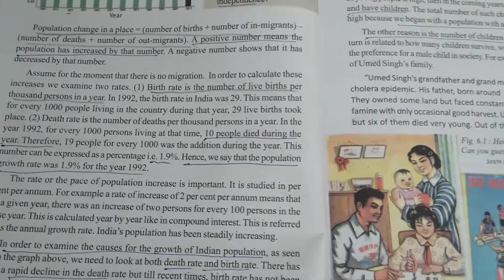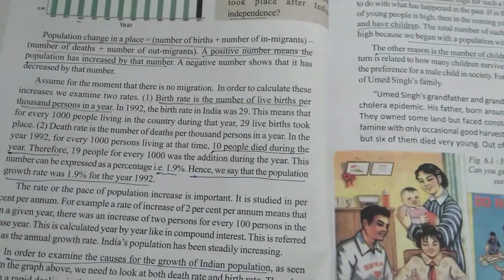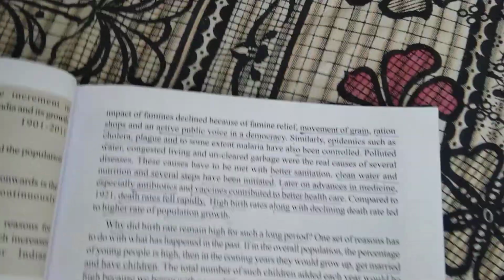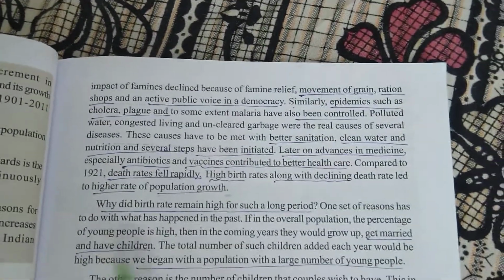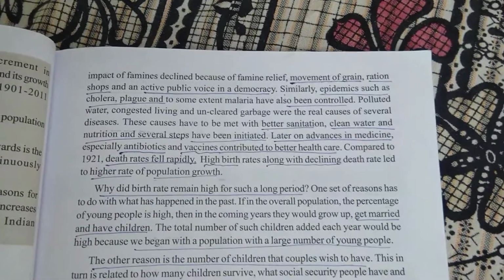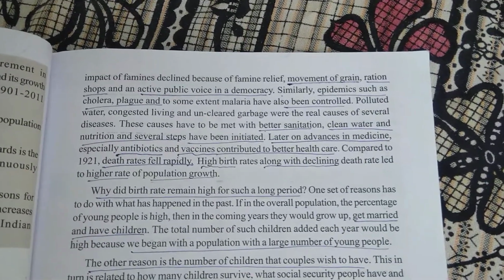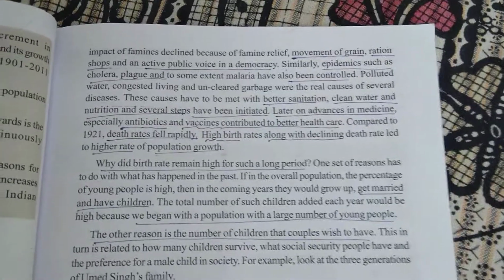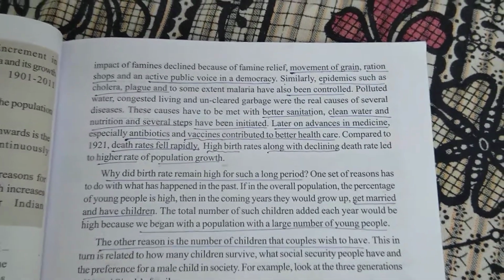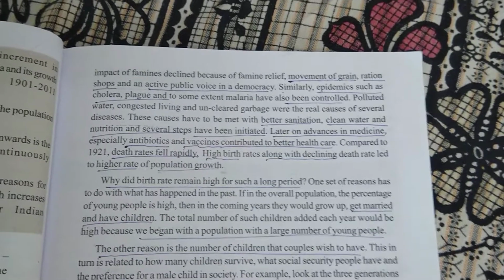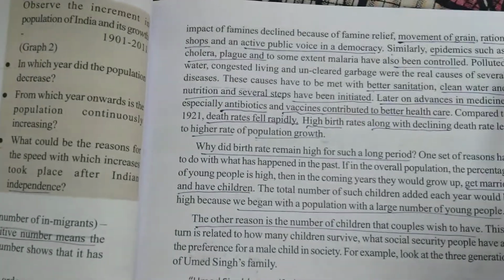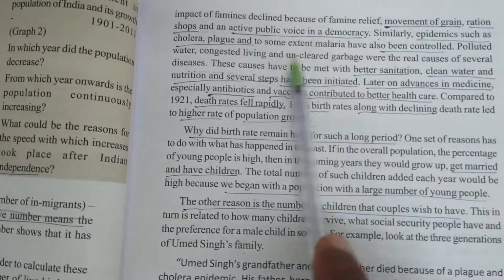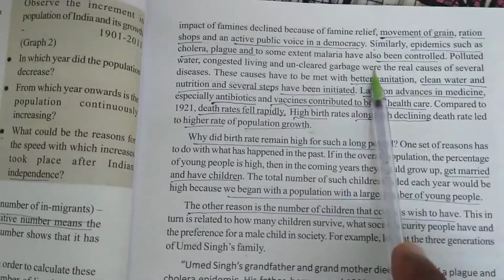After independence the situation changed. In fact, famines declined because of famine relief and movement of grain. At that time we introduced hybrid seeds, fertilizers and pesticides. The yield was more, and ration shops were also opened to provide food for people under food security. And with an active public voice in a democracy, people were united.